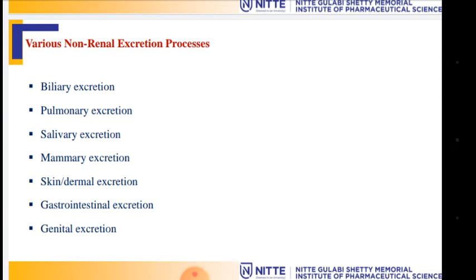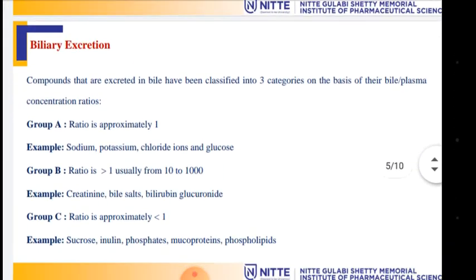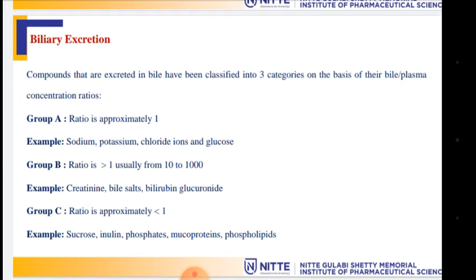So there are 7 different types of non-renal excretion processes that include biliary excretion, pulmonary excretion, salivary excretion, mammillary excretion, skin or dermal excretion, gastrointestinal excretion, and genital excretion. So coming to the biliary excretion, this is a very important process.